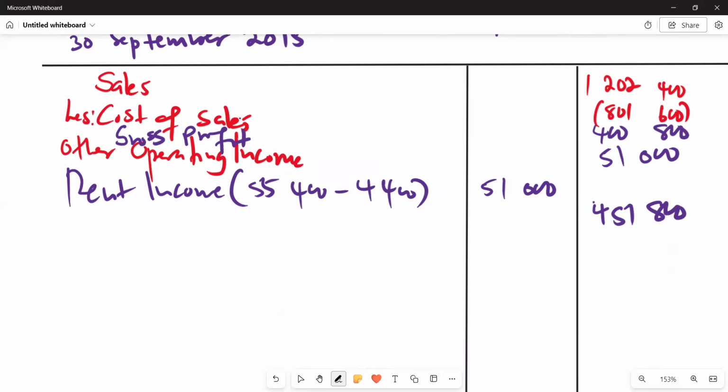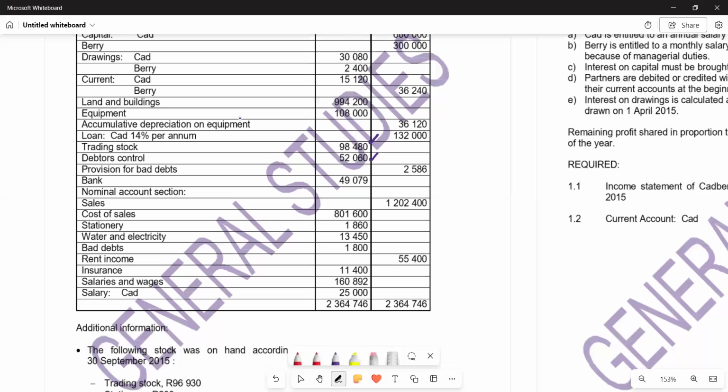And this figure, we call it operating income. So this is what we have. Then we can now go on to check other expenses that we can see in the question. We can go back and try to identify the expenses that we are having in the question. We go to our balances and try to find out the expenses that we are given. We go down, trying to find out.